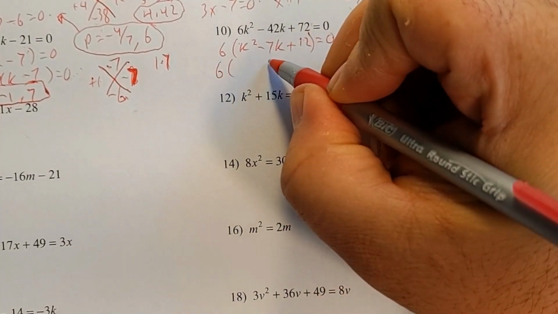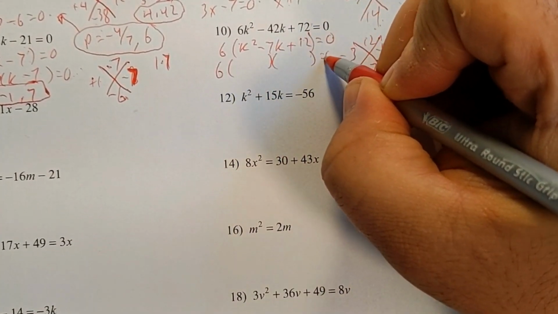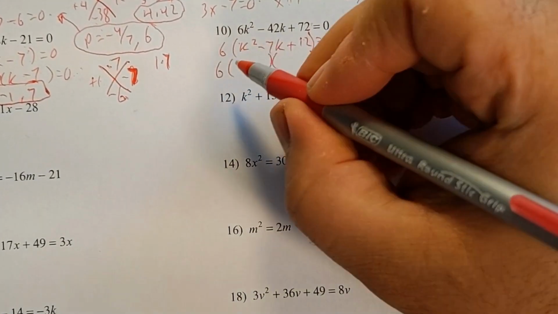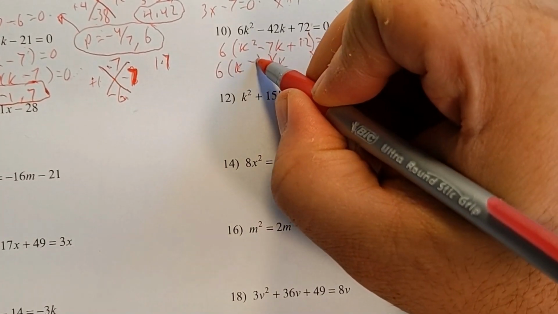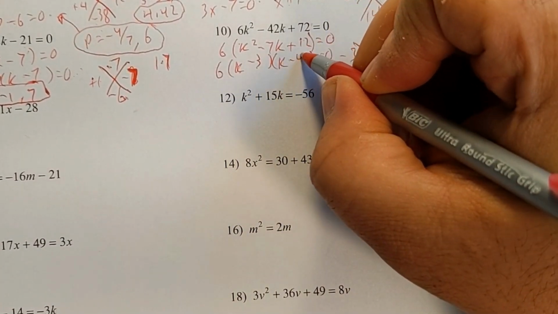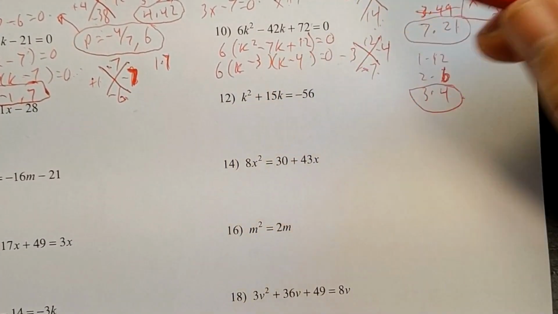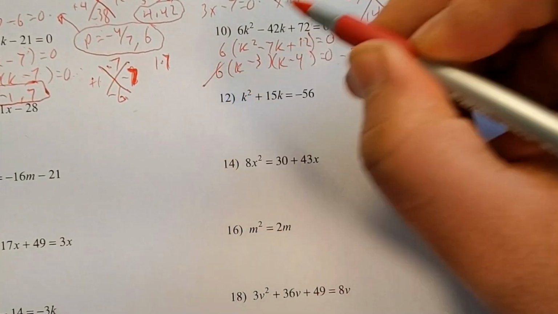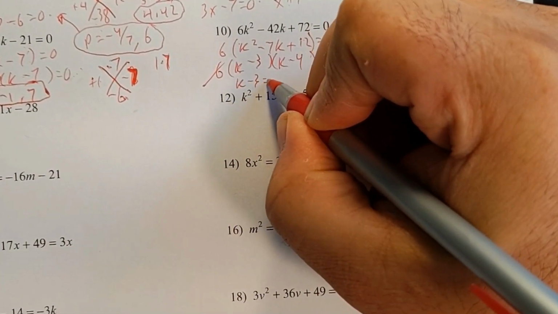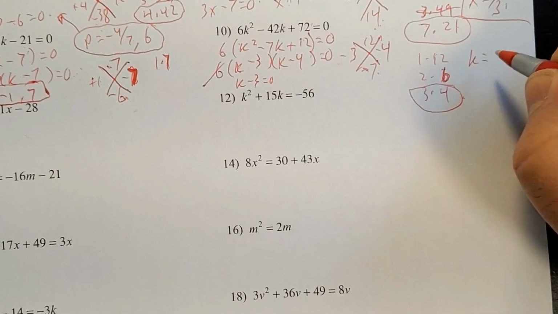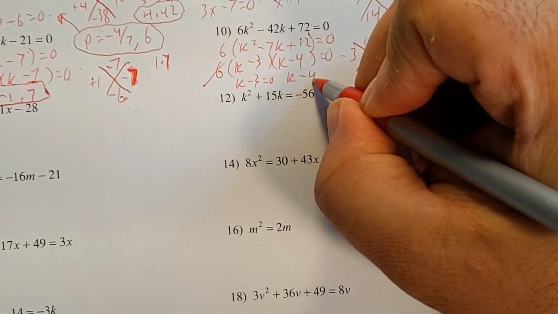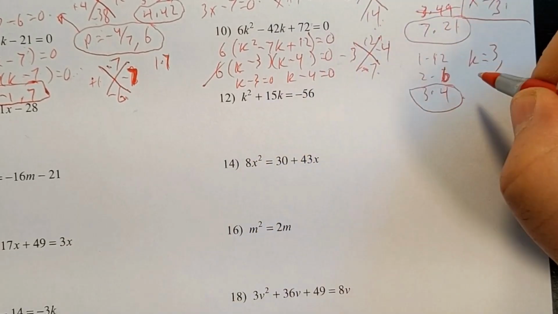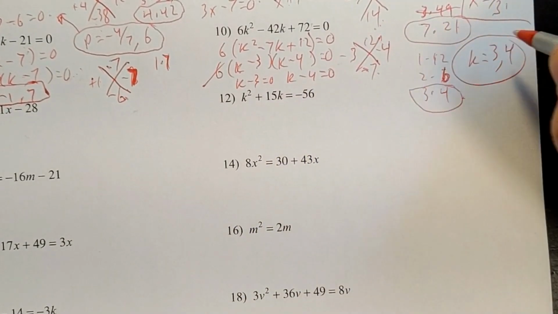Then we set up our factors of the quadratic. So k is your first term, minus 3 and minus 4 are your second terms. If you put 6 equal to 0, it doesn't work. K minus 3 equal to 0 is going to give you 3 as one of your answers. And then k minus 4 equal to 0 is going to give you a 4 as your other answer.